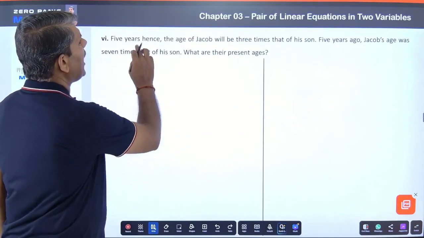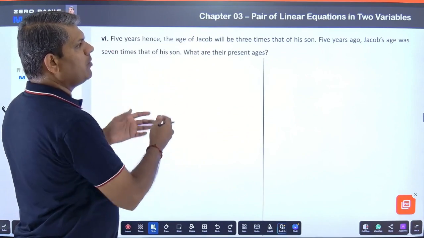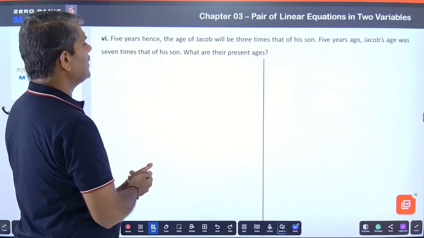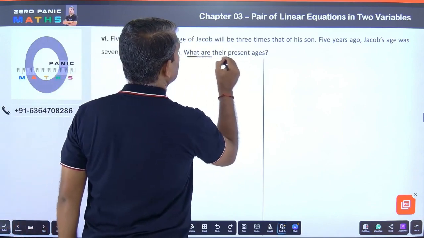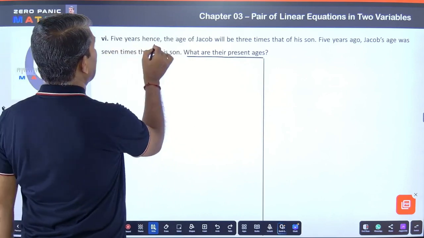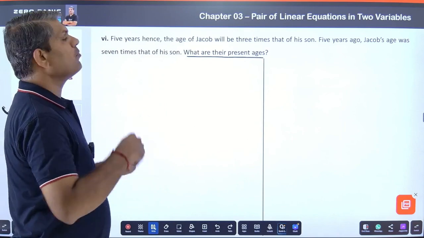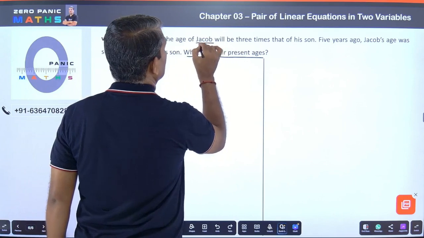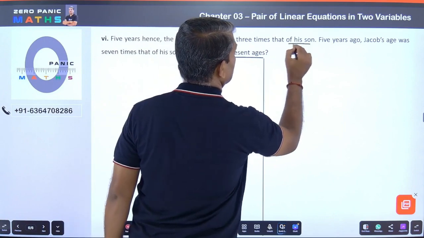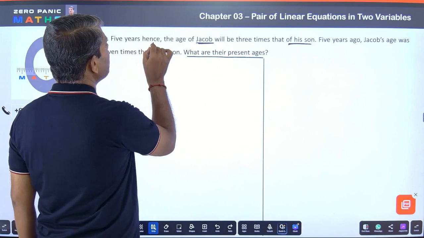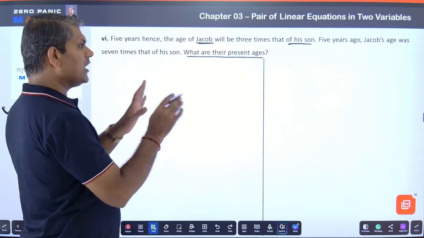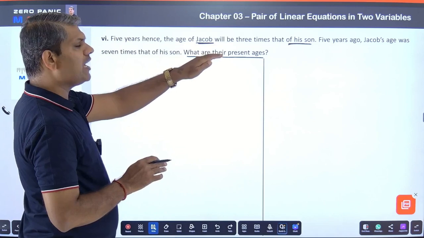Now, if you look at this problem, you might be remembering that we have already solved such kind of problems in the previous sessions. That is to find the present ages. Okay. So let us read the problem. 5 years hence, it means 5 years from now, Jacob's age. So we have to find out Jacob's present age and his son's present age. They are saying 5 years hence, the age of Jacob will be 3 times that of his son. So let us first represent their present ages.